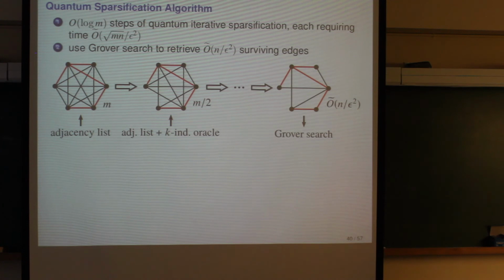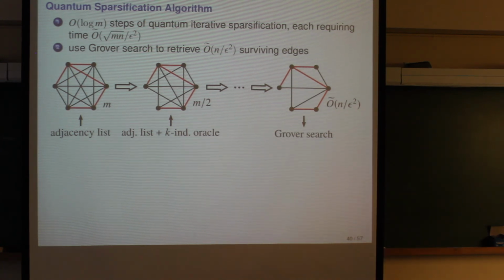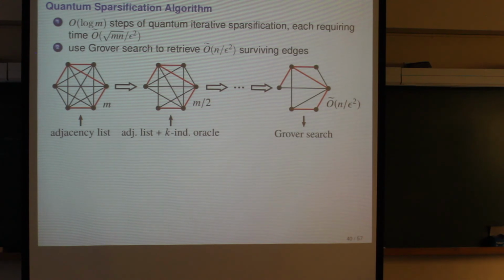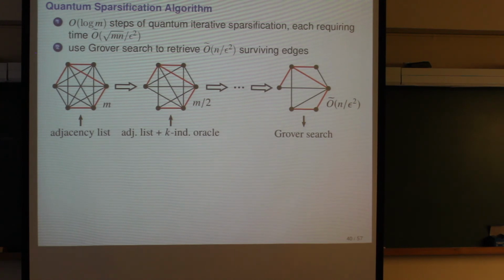And then you can just use Grover search to explicitly find the remaining edges, which is now just n over epsilon squared edges, and so that you can find definitely in this time, like even less time. Excuse me. Can you remind us what the value of k is there? I've lost it somewhere. K.